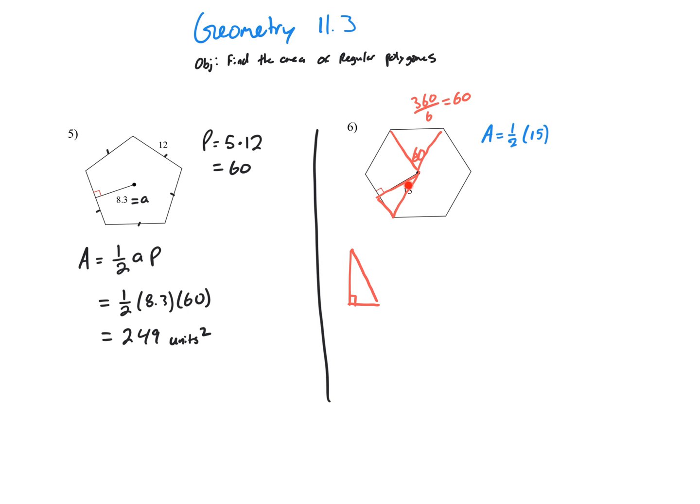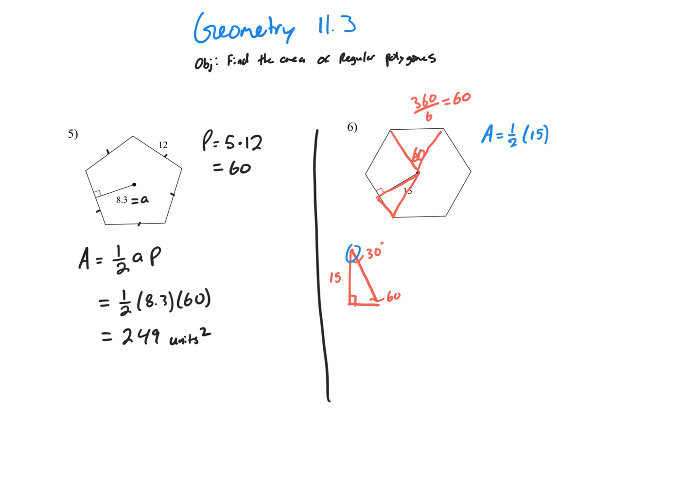And since this angle right here is half of that, right? It's half of that angle. This one here is going to be 30 degrees. So kind of two ways to think about this. This is a 30, 60, 90 triangle. And this length right here is 15. So we could either use special right triangles or we can use a trig function.